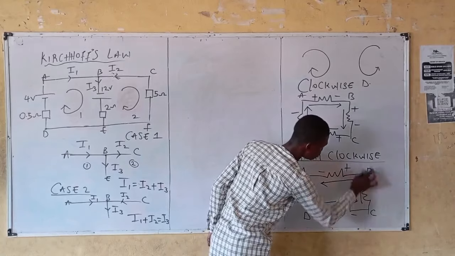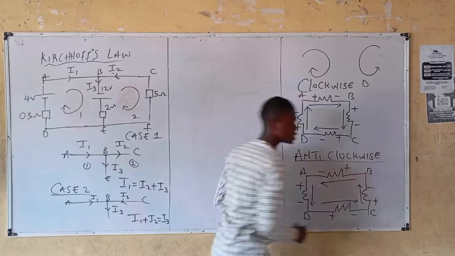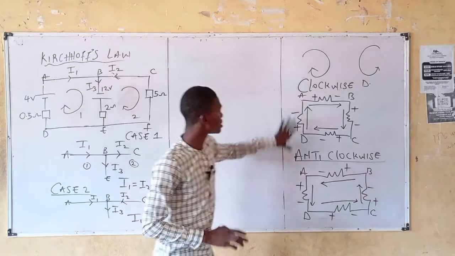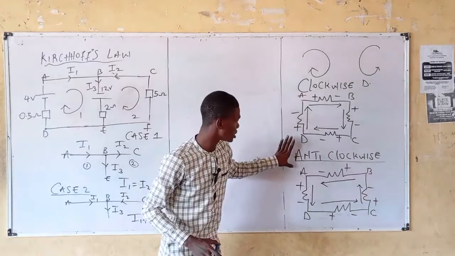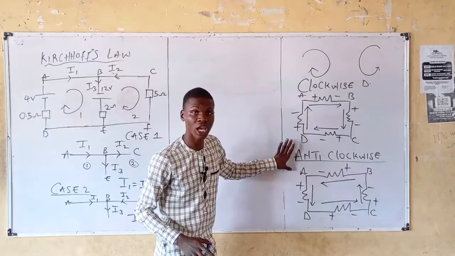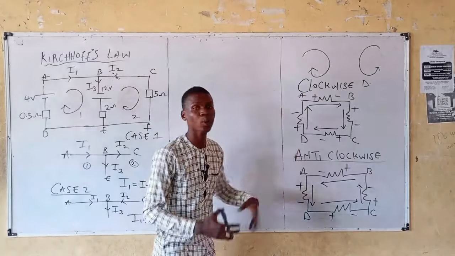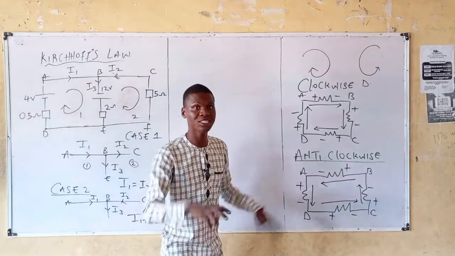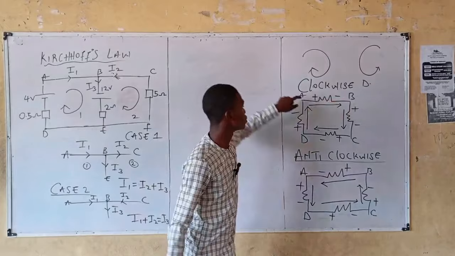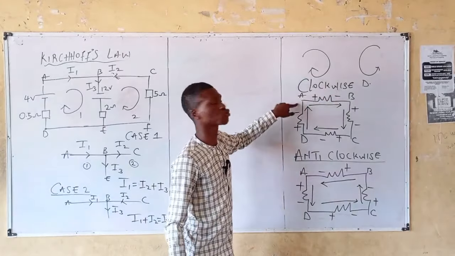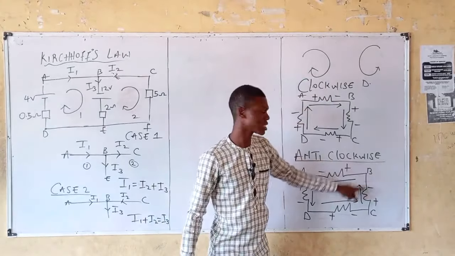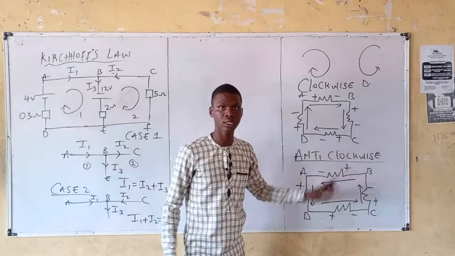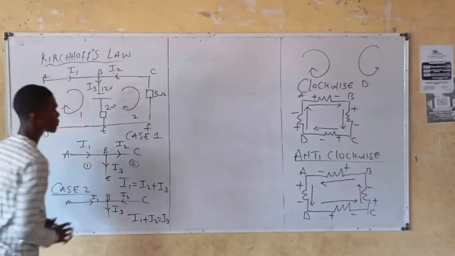Then for branch CB, this becomes your positive, negative. So that's it. This is very confusing, but with this, I believe this should help you in understanding how you can assign polarity to your resistor. Take note of this. The difference is that for clockwise direction, you are starting at A, then back to A. For anti-clockwise direction, you are starting at B, then back to B. So that's what we'll be applying here.